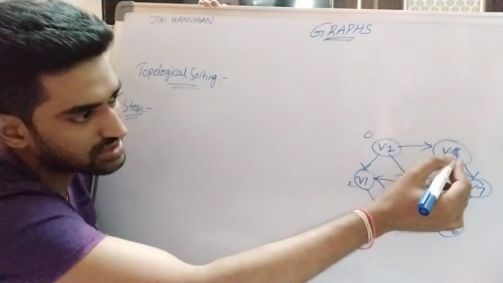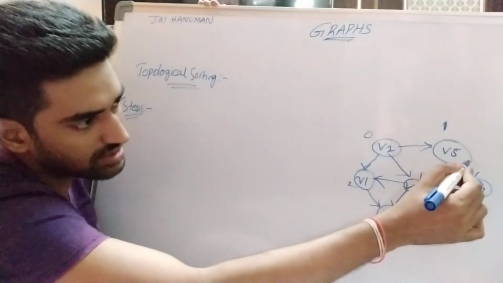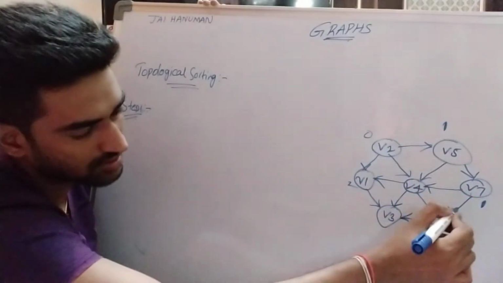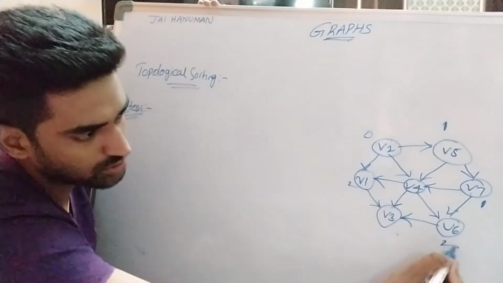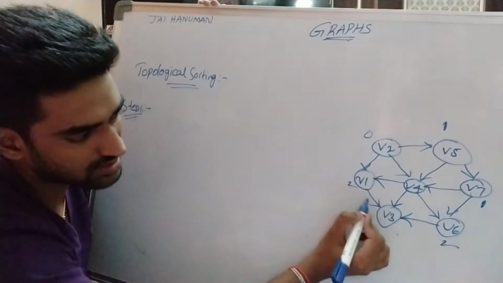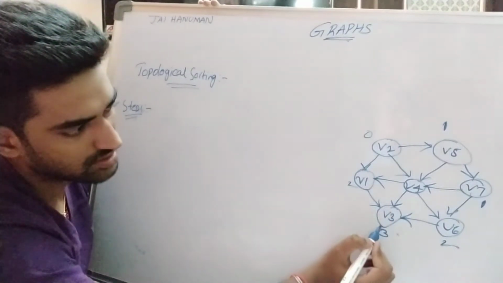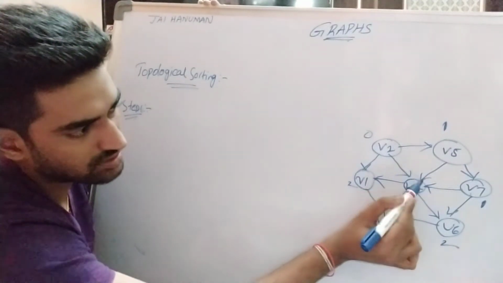What are the incoming edges for node 5? 1. What are the incoming edges for V7? 1. What are the incoming edges for V6? Integrity 2. What is the integrity for V3? 1, 2, 3, so 3. What is the integrity for V4? 1, 2, 3.